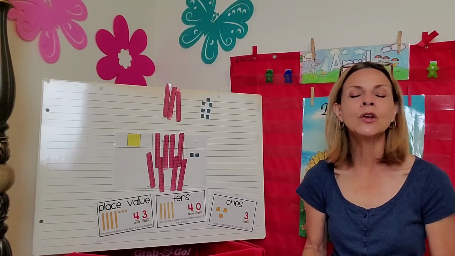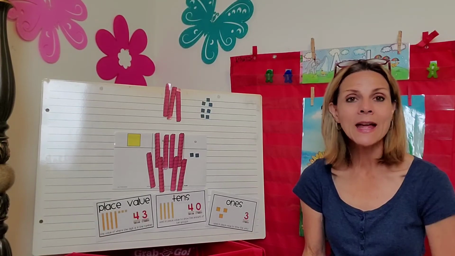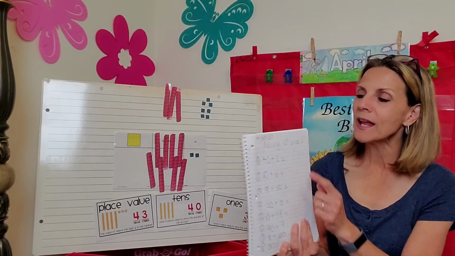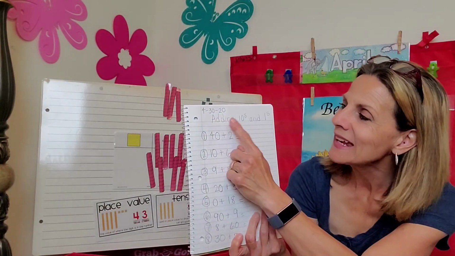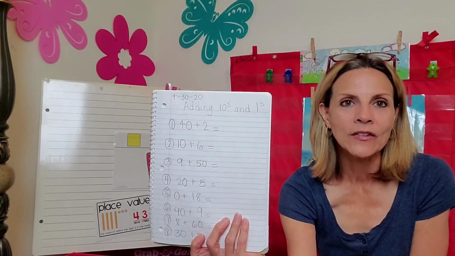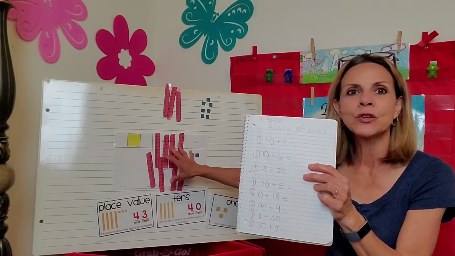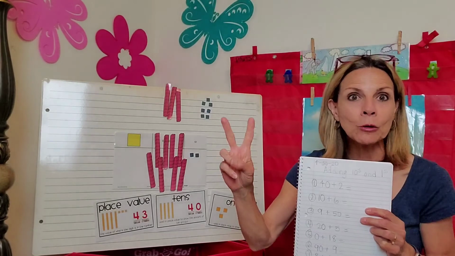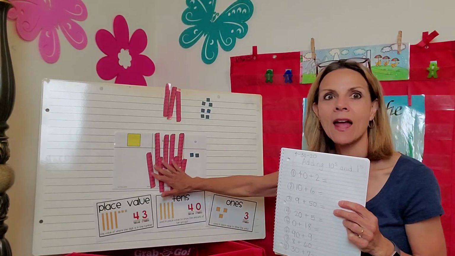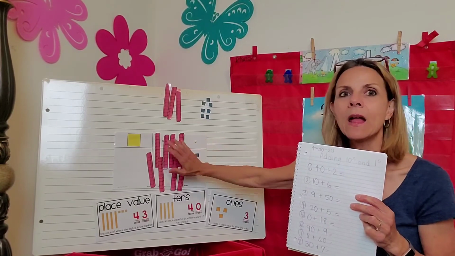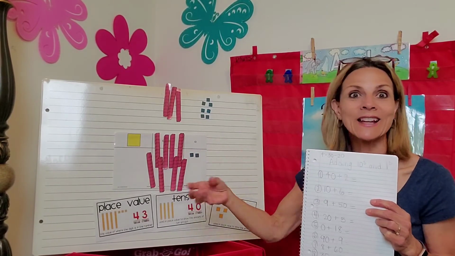Okay, here's what you're going to do on your own. Again, you're going to be working in that spiral, and I went ahead and labeled this adding tens and ones, because when you're building values, you're actually adding two parts. You're adding your tens plus your ones. So you're adding this part plus this part to get a whole.